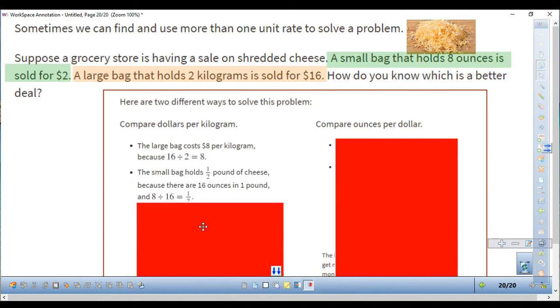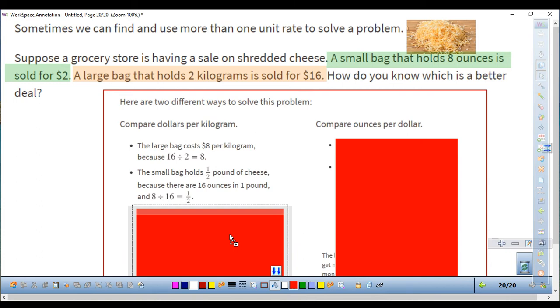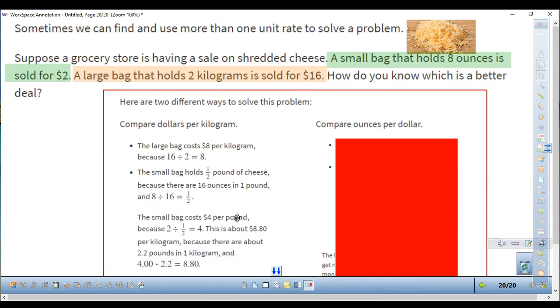The small bag holds half a pound of cheese. Well, there are 16 ounces in a pound, so hang on, the small bag holds half a pound of cheese because there's 16 ounces in a pound, and 8 divided by 16 is a half. So there you go. It's half a pound of cheese. Excuse me, I was just rereading that. And the small bag therefore costs $4 per pound. So we have these rates right here.